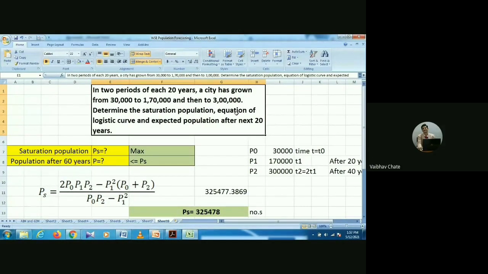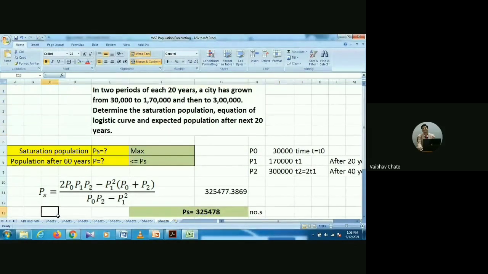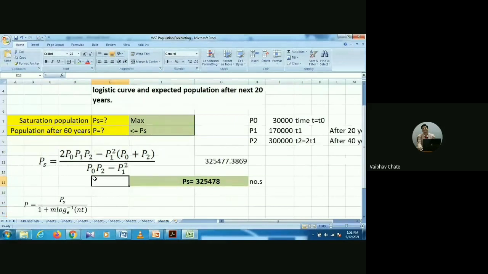So we have P0 for the base period, where the population was 30,000, after 20 years it was 1,70,000 and after 40 years from time T0 it was 3 lakh. Based on that we have determined the saturation population. This is the maximum value that I am going to get in the solution part, so please keep it in mind. The saturation population is the maximum value of the forecasted population in the logistic curve method.